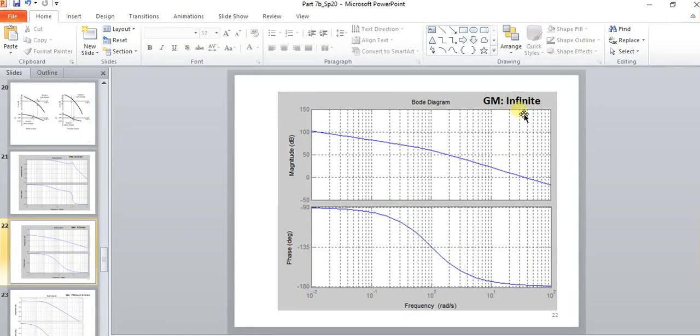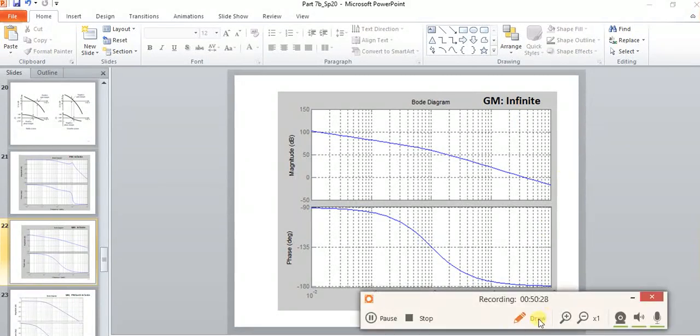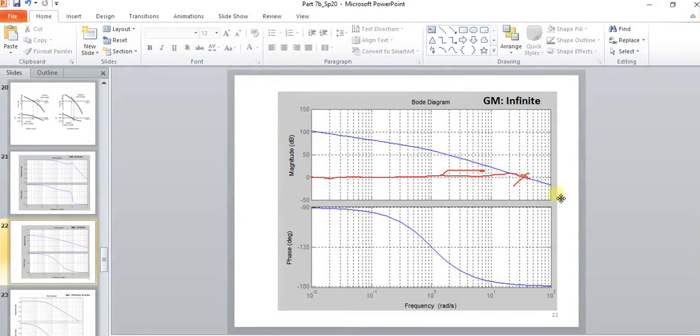Okay, then what about phase margin? To find the phase margin, start from the gain curve. Here is 0. So this gain curve crosses this 0 decibel line here. And from here come down, you are meeting here.